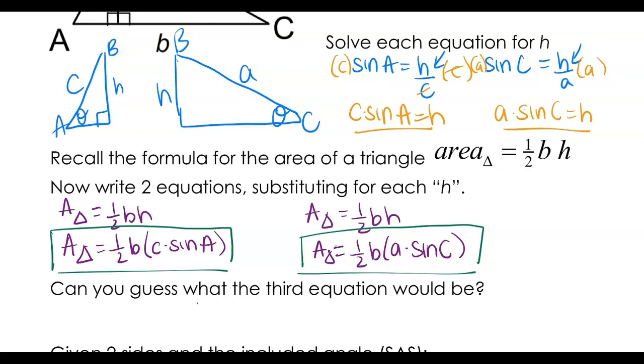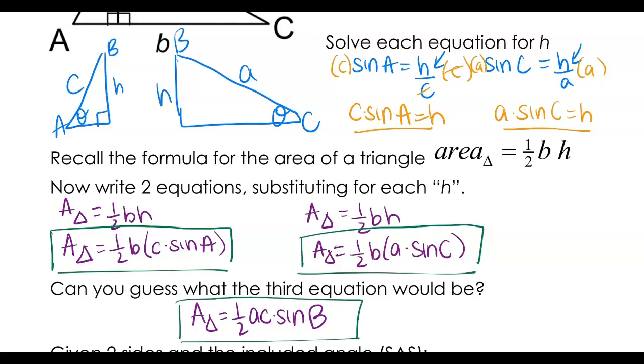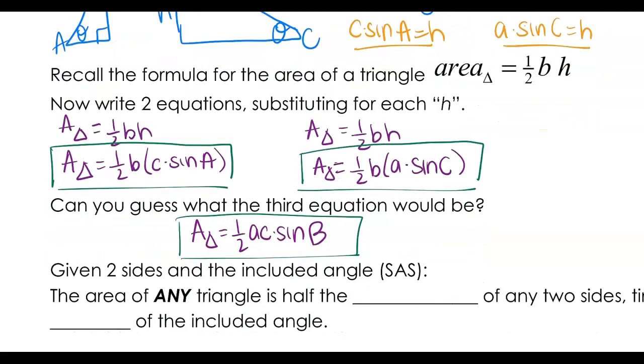So my last equation will be: area of my triangle is going to equal 1/2. I'm going to use A and C, which are both of my sides for my triangle, times sine of big B. So that angle B we haven't seen before, so we need to make sure that we include at least one equation that has it. So these are my three equations that I'm going to need for area of my triangle.